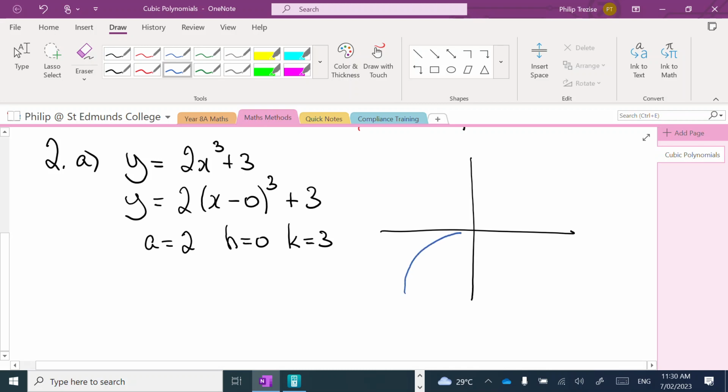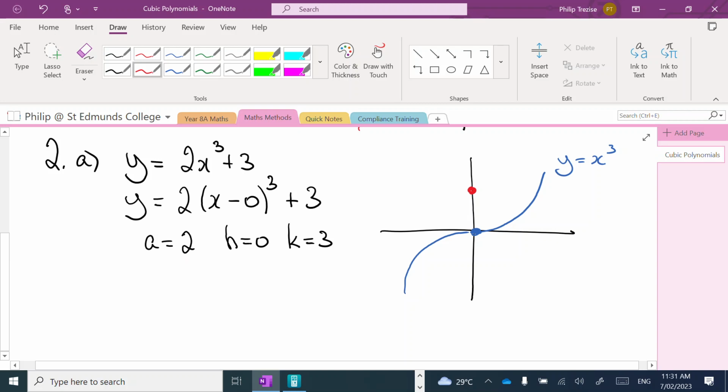So I've got to compare with my original cubic. My original cubic, remember, would have a point of inflection at the origin. Now, where am I translating my point of inflection? 0 steps to the left or right, 3 steps upwards. So let's go upwards by 3 steps. I'll change to red for this one. So that's the point of inflection.